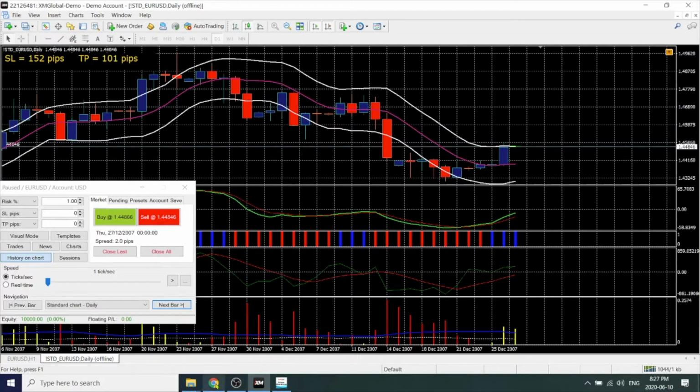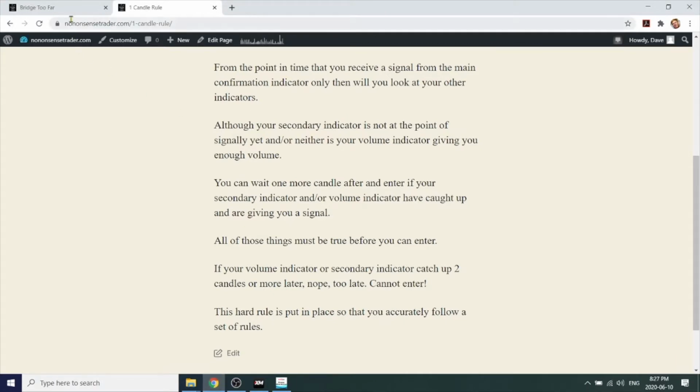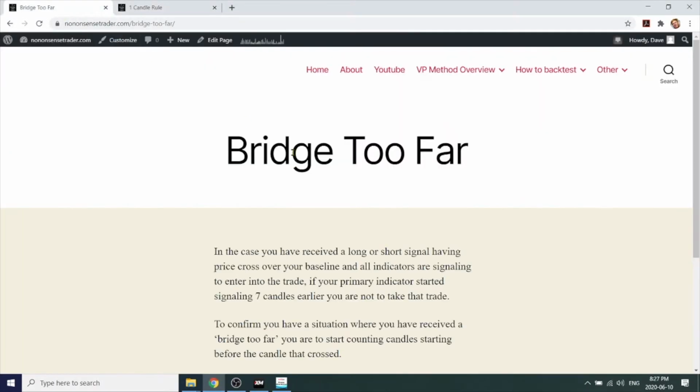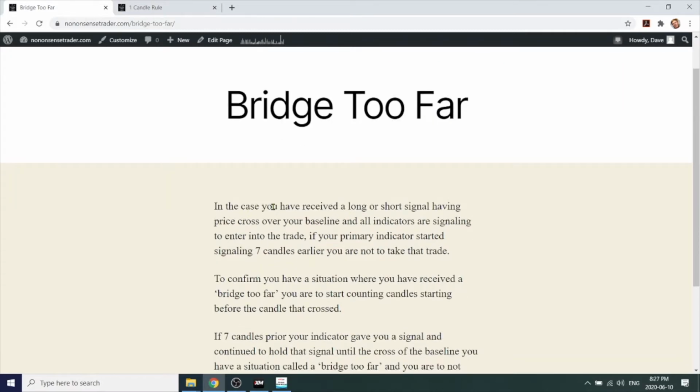Let's talk about another rule. Okay, and this rule is called the bridge too far, and that came later. It says, in the case that you have received a long or short signal having the price cross over your baseline and all indicators are signaling to enter the trade, if your primary indicator started signaling 7 candles earlier, you're not to take the trade. And so that's called a bridge too far.